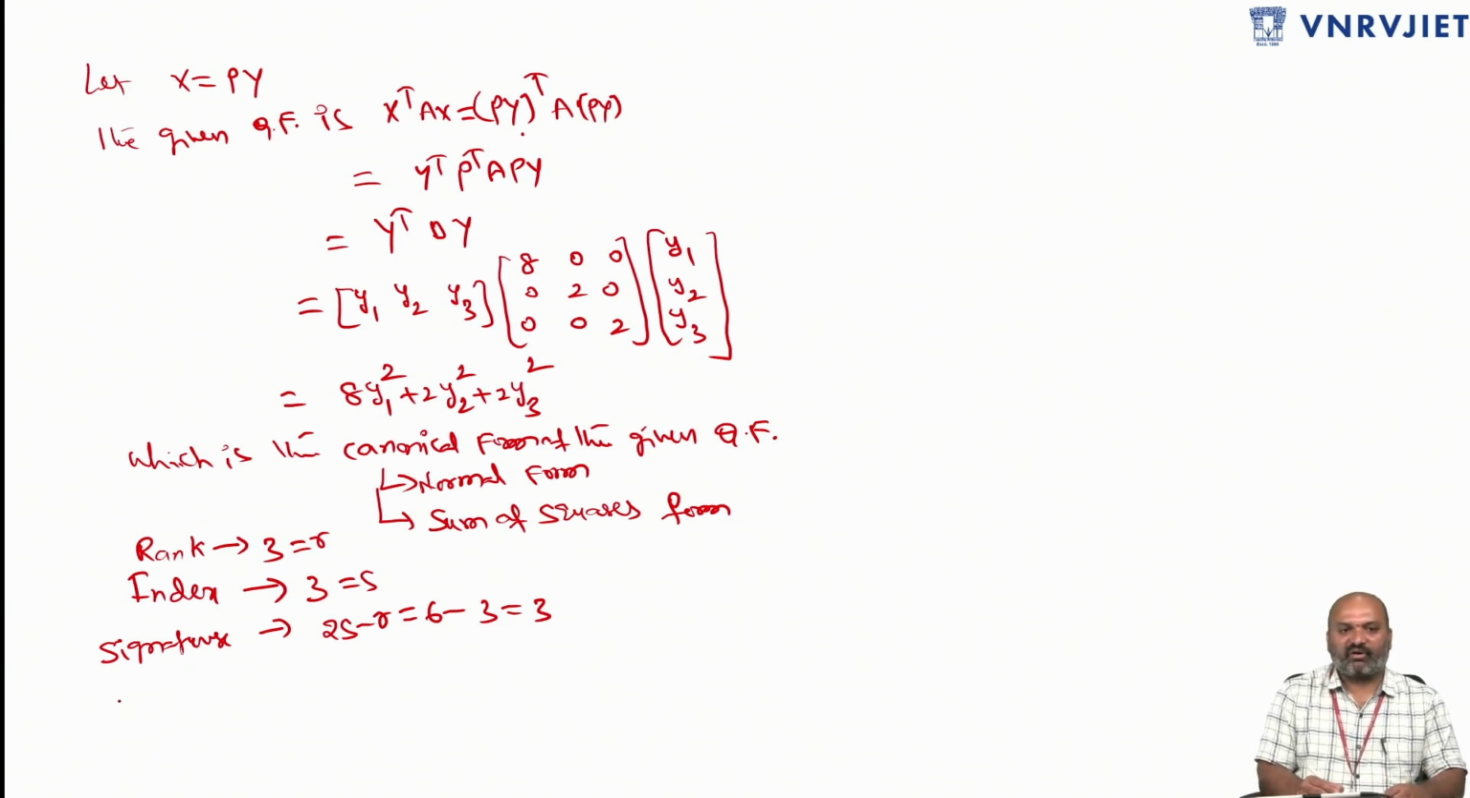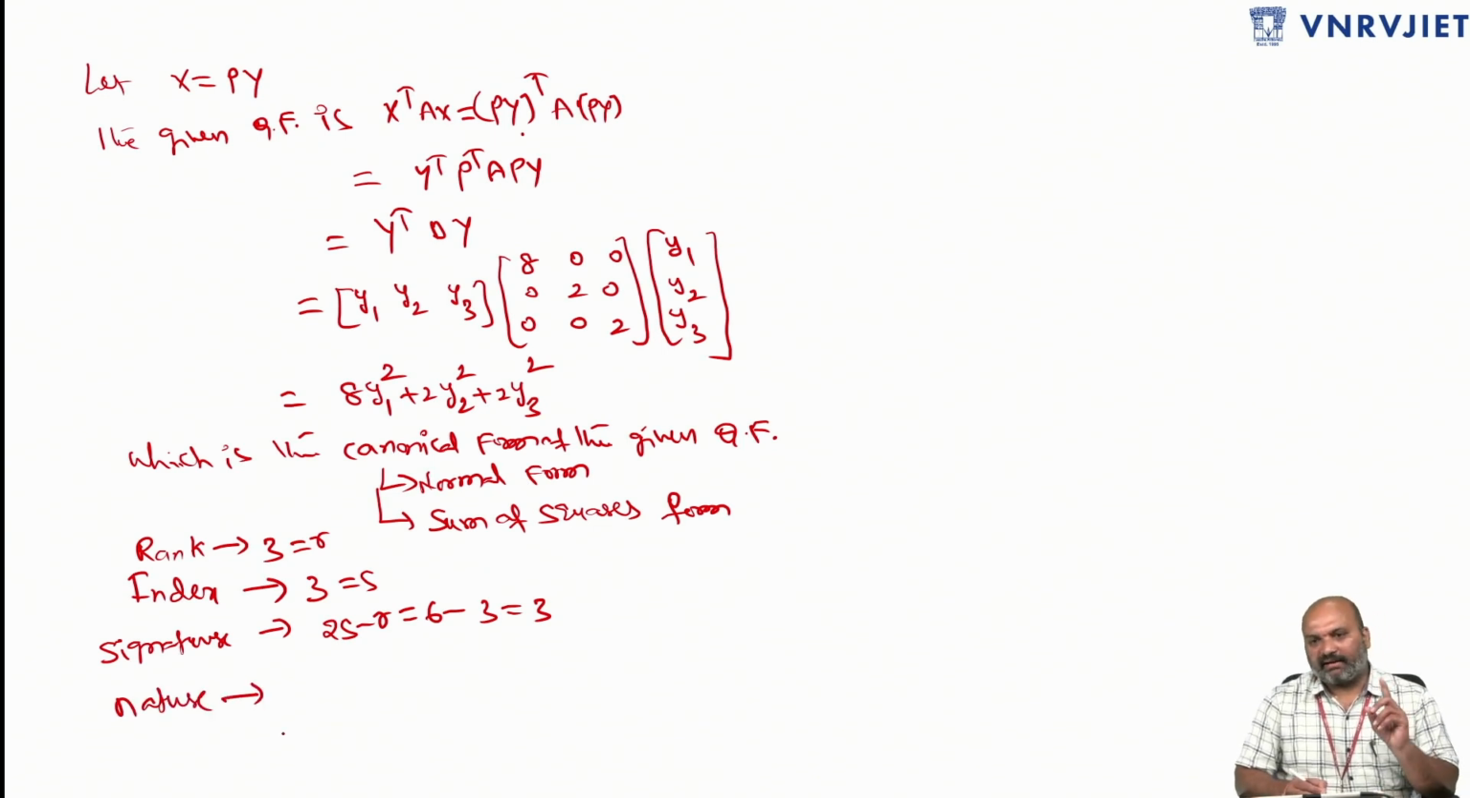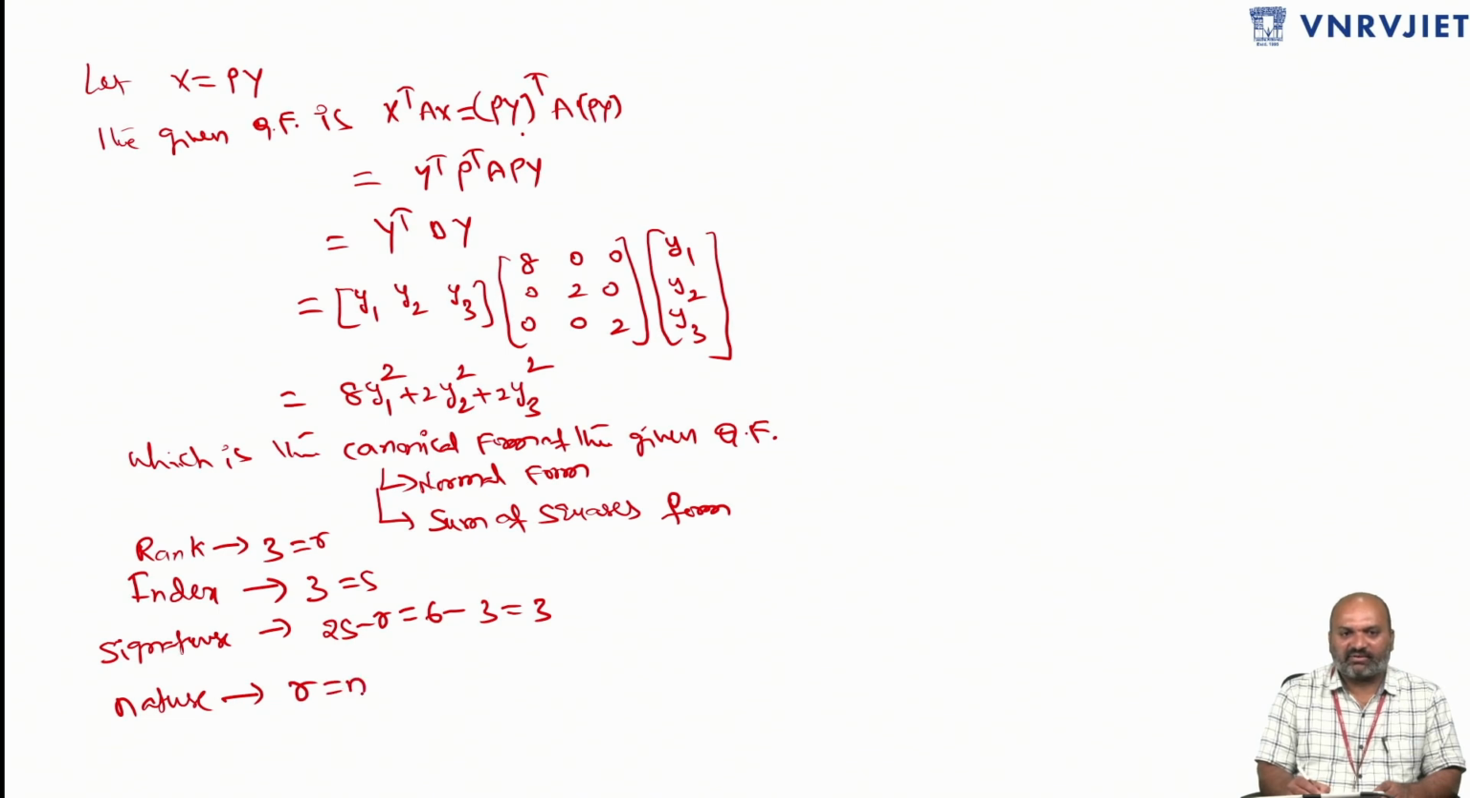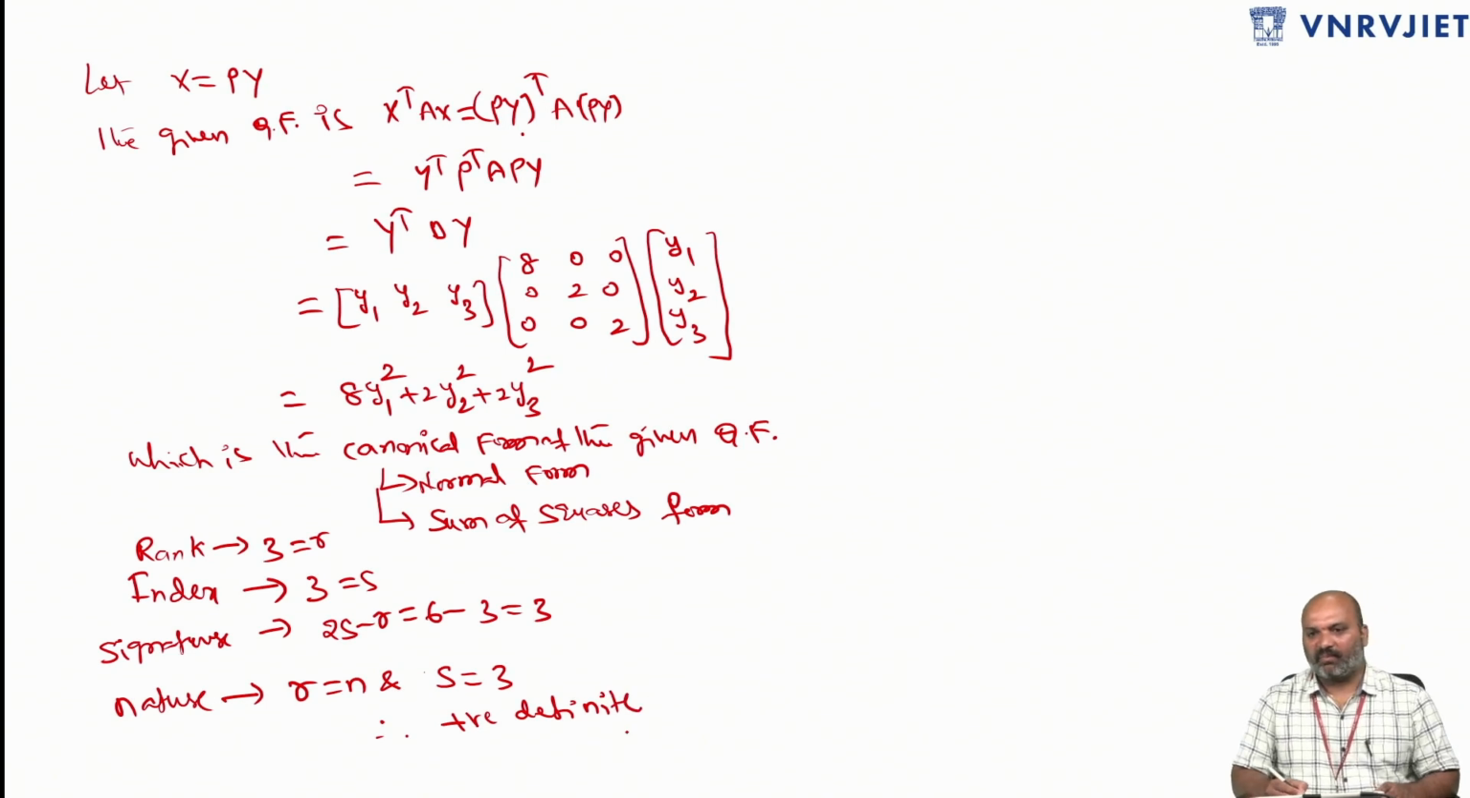Next, the nature of the quadratic form. Remember, rank equals the number of variables, and all the terms are positive. r equals n, and all are positive terms. s equals 3, the number of positive terms is 3. Therefore the nature of the quadratic form is positive definite.